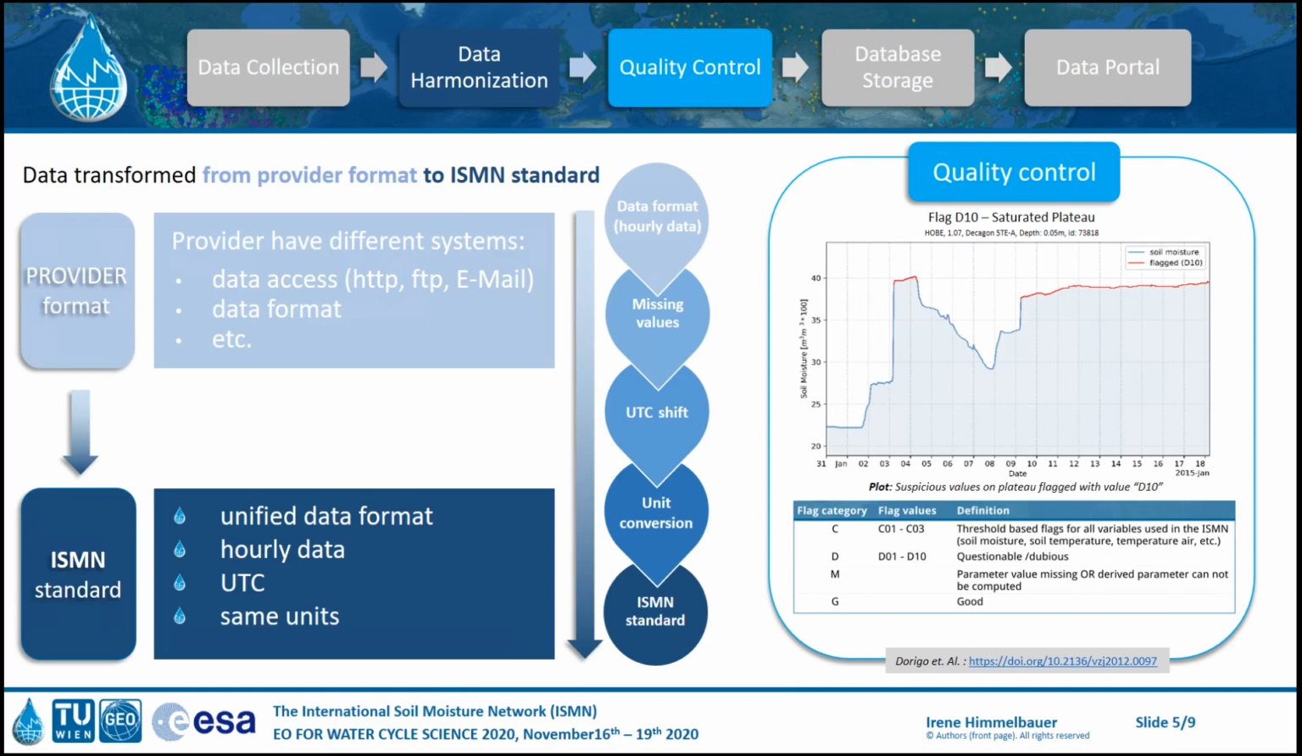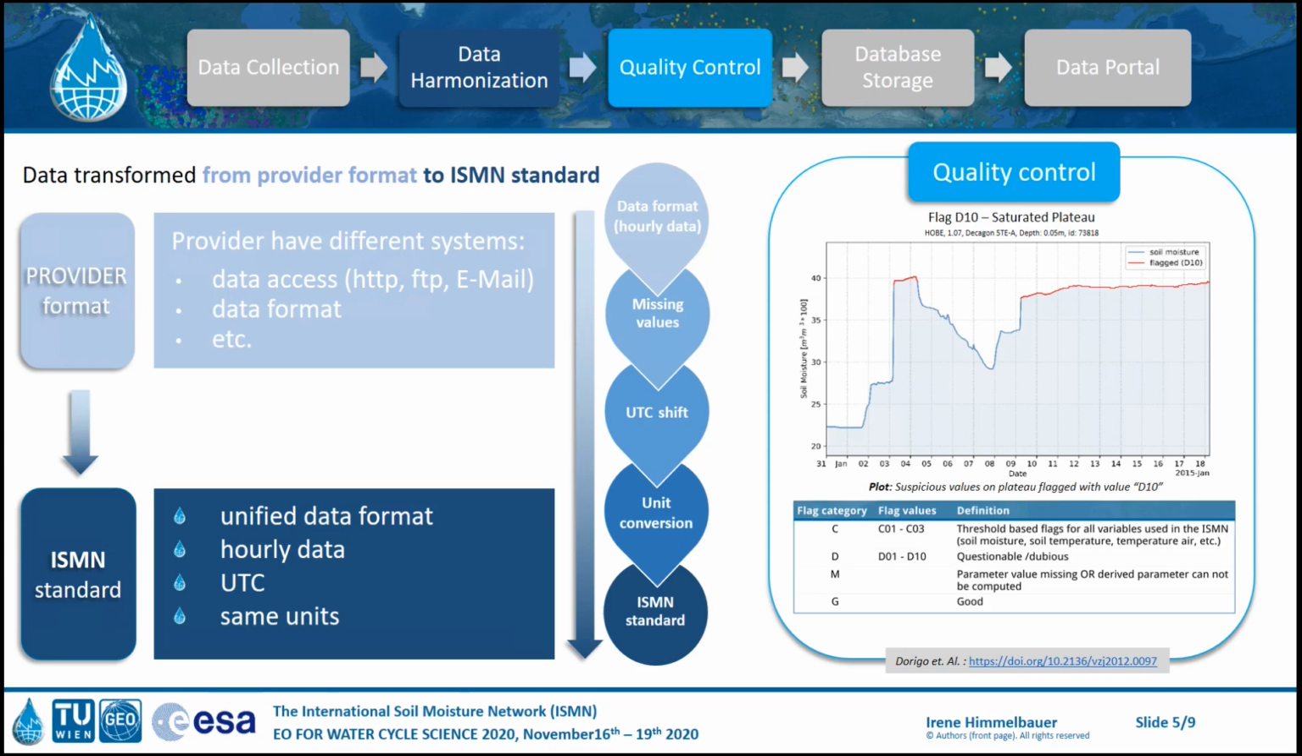After the data has been collected, we apply harmonization. As you can imagine, each individual provider has their own systems in terms of data access and data format. So what we do is we transform everything from a provider format to an ISMN standard, meaning that in the end we will have a unified data format with hourly data, everything is in UTC and in the same units.